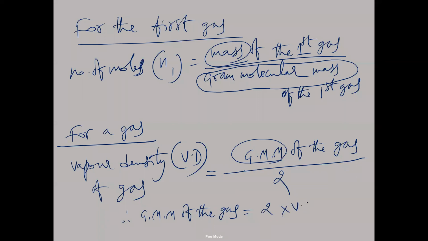So vapor density of the gas into 2 will give the gram molecular weight. So indirectly the gram molecular mass will be given. Sometimes vapor density will be given to you in the problem. When vapor density is given, 2 into vapor density is equal to the gram molecular weight of the gas. Like this, if you know the gram molecular mass, given mass by gram molecular mass will give the number of moles. Is the concept clear? Take the screenshot once. Remember, it is applicable only for gases.